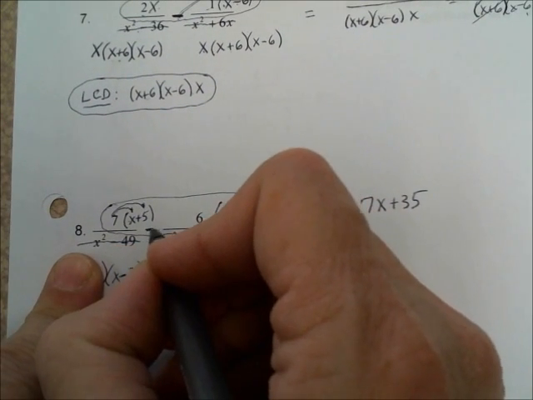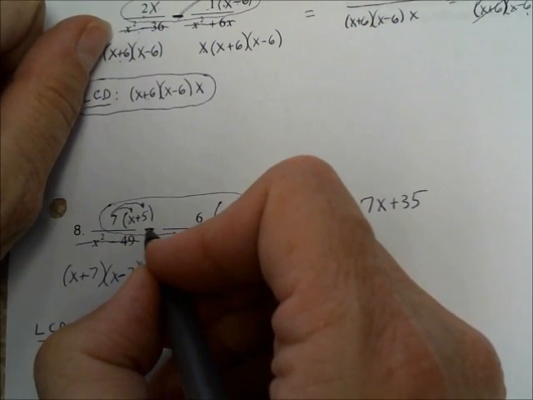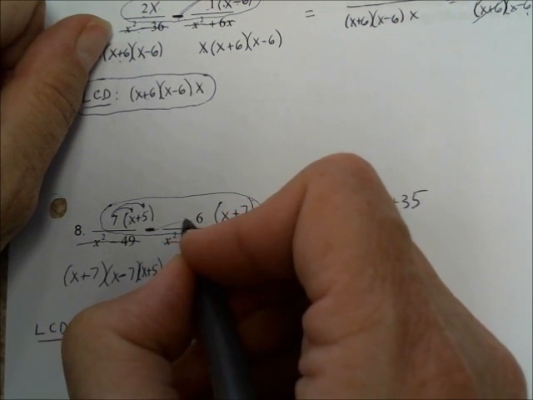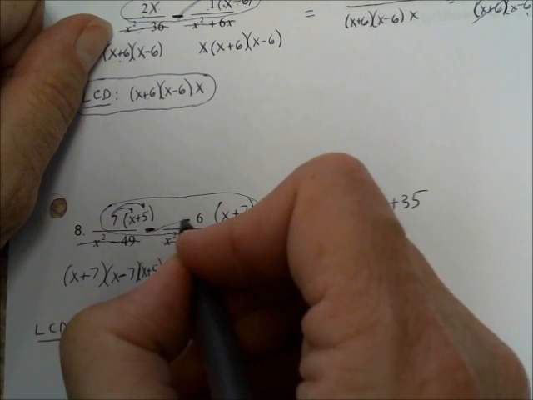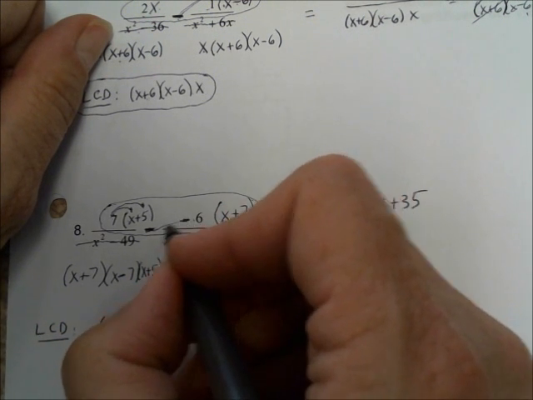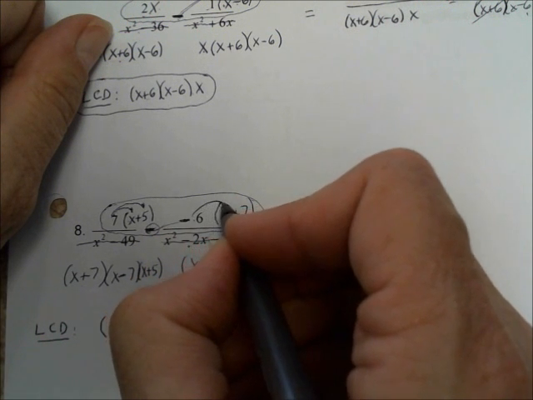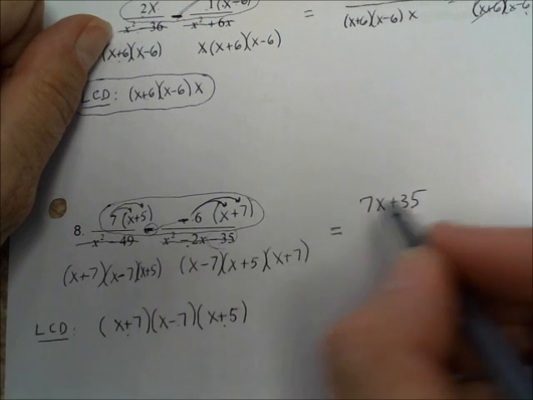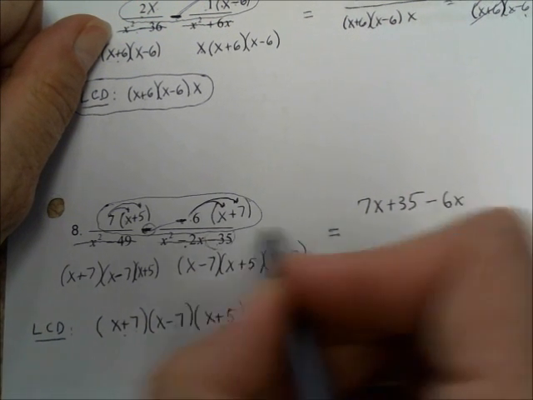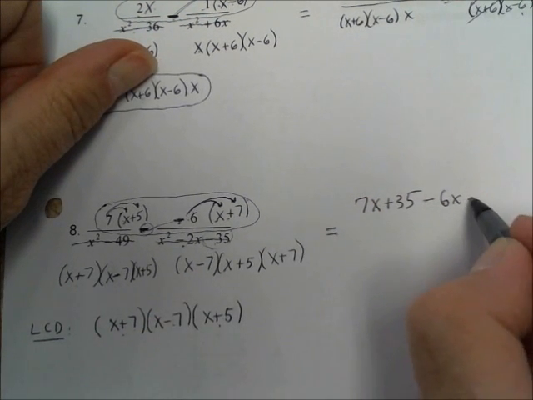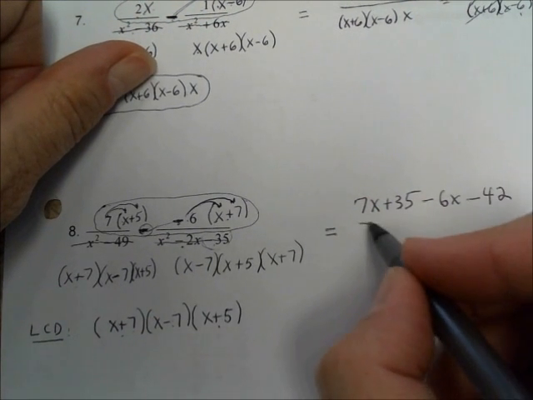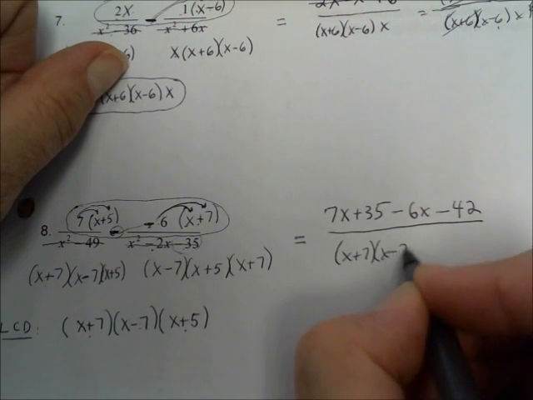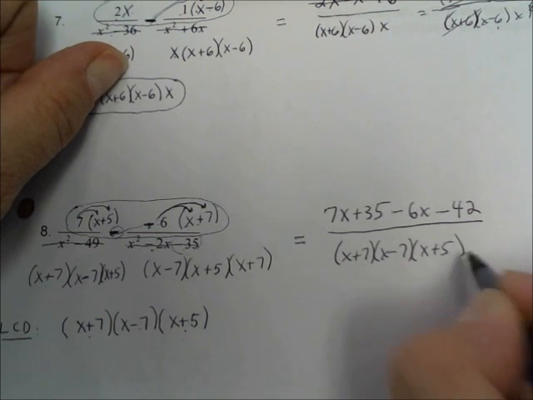Now this negative, here's the danger. I put a lot of subtraction in here because this is where people make mistakes. If you want to, just make this little minus wander over here to the 6, it's like distributing a -6. Because of this subtraction, it's like a -6 into the x and into the 7. So -6 times x is -6x. -6 times +7 is -42. And that's all over our LCD, which is x plus 7 times x minus 7 times x plus 5.